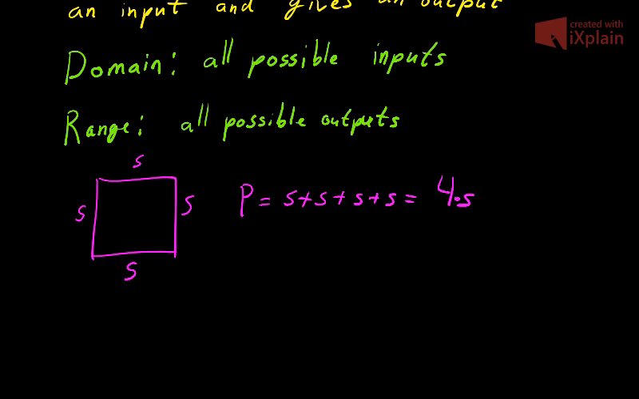So I want to make a function where I input a side length. So I'm going to pick the side length to be my input. And I would like the function to output the perimeter. Output the perimeter right there.